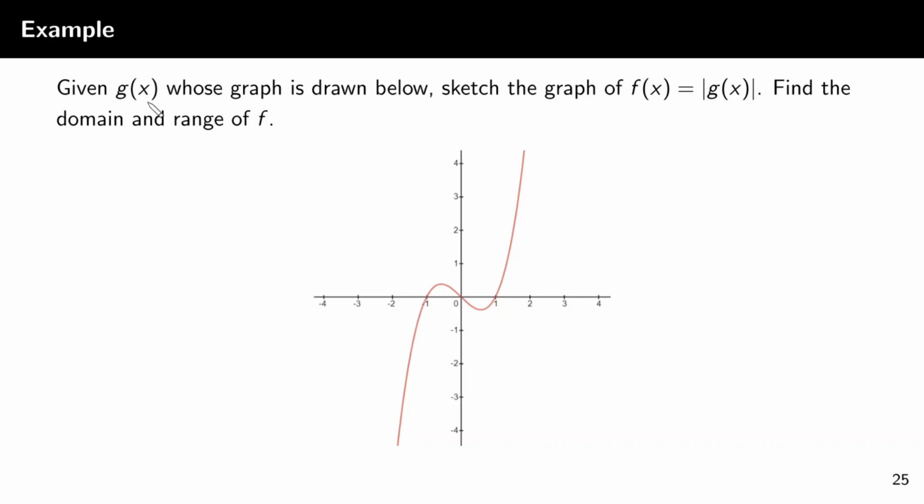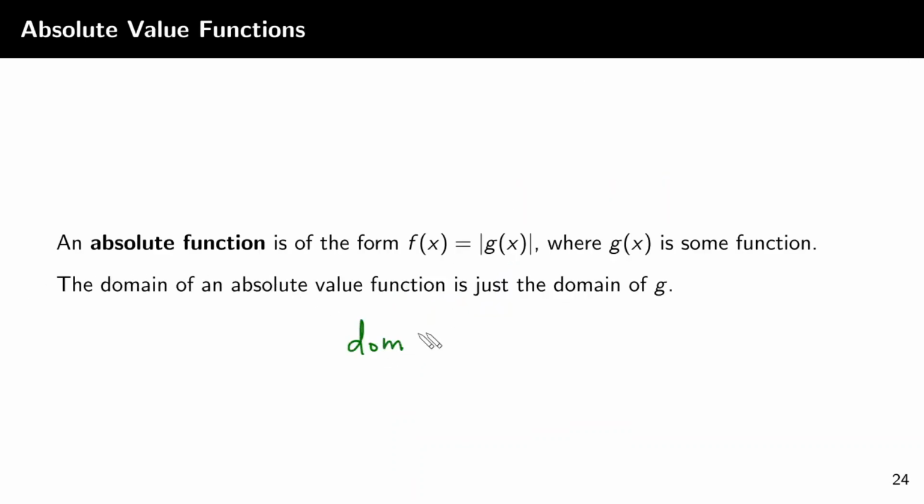I have a graph of g. Ito yung graph of g. So given g's graph is drawn below. So ito yung y equals g of x. Sketch the graph of f of x equals the absolute value of g of x. So gusto nating malaman ano yung effect ng absolute value dun sa graph ng function. Okay. Ang alam natin, wala siyang effect sa domain. Yung domain ng f is just the same as the domain of g. Wala siyang effect sa domain. Pero ano yung effect niya sa graph?